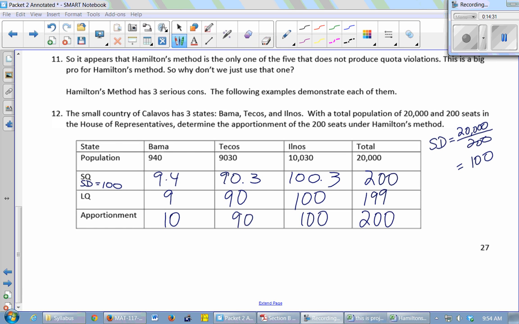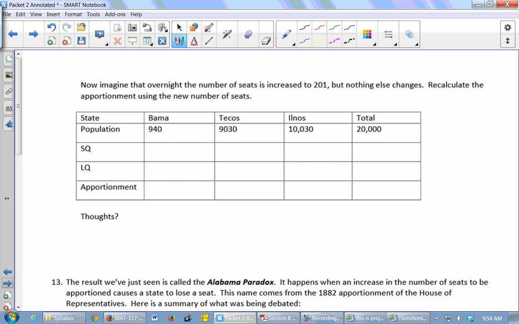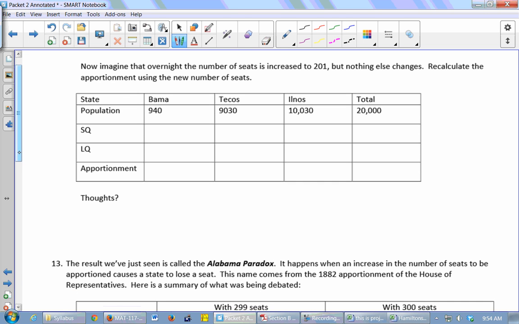Okay, all done. All right, so 10, 90, 100. Keep that in mind. Move on to the next one. Overnight, the number of seats increased to 201 instead of 200. So now I have more things to give out. I have more seats. So the states are like, ooh, who's going to get the extra seat, right? They're all excited. Maybe we'll get it, right?